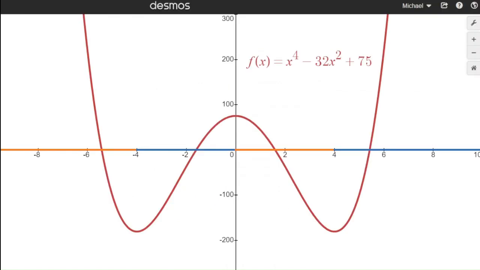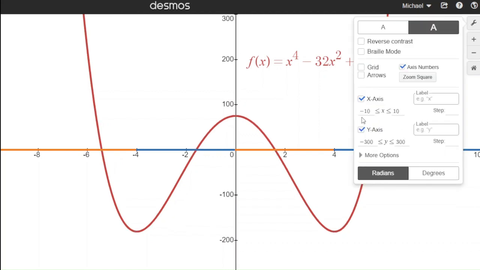Now, here is the graph of the function on Desmos, and you can see at 4, we have this minimum. At 0, we have a maximum, and at -4, we also have a minimum, just like we thought. By the way, in order to see this graph, I had to change the y-axis so that we could actually see things. Notice it goes down all the way to like -300 up to 300.